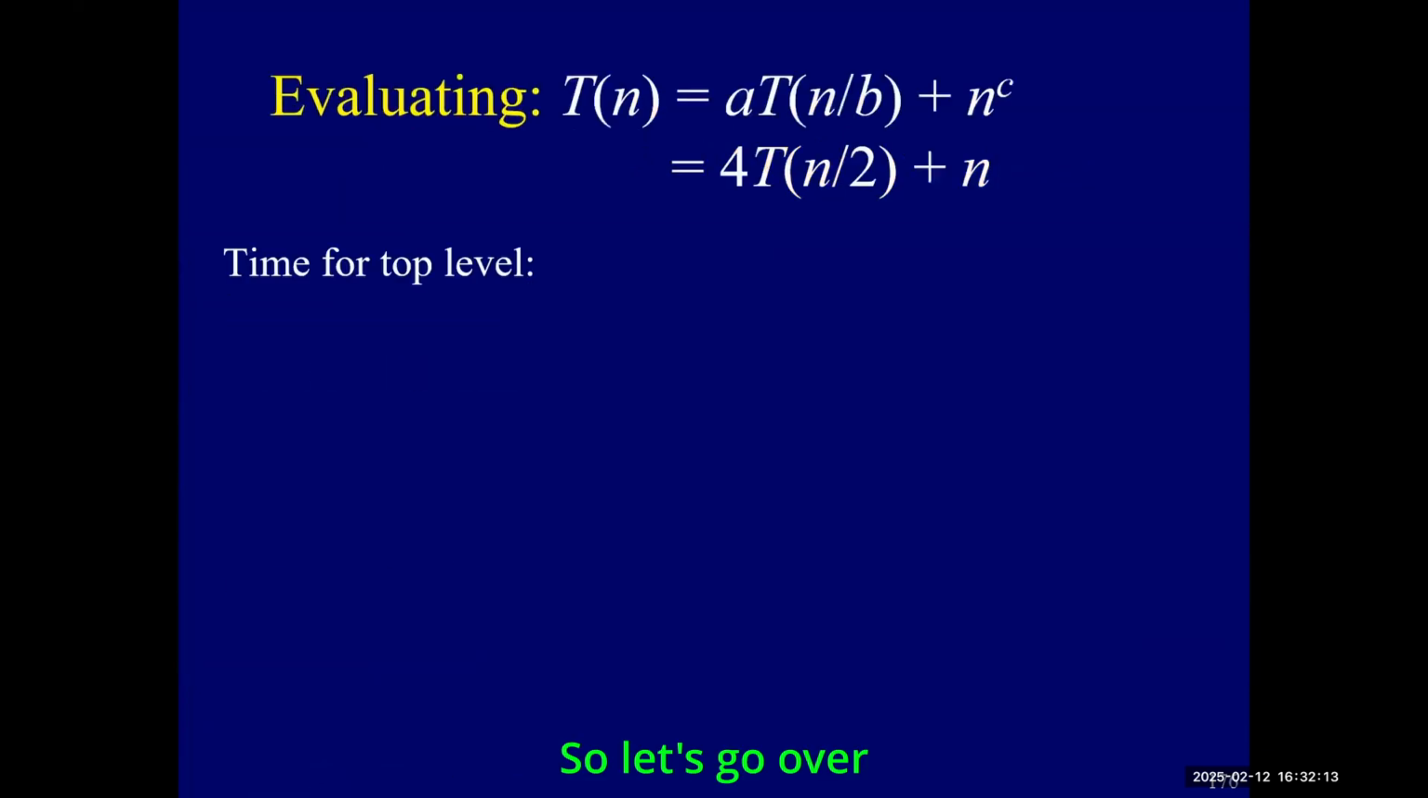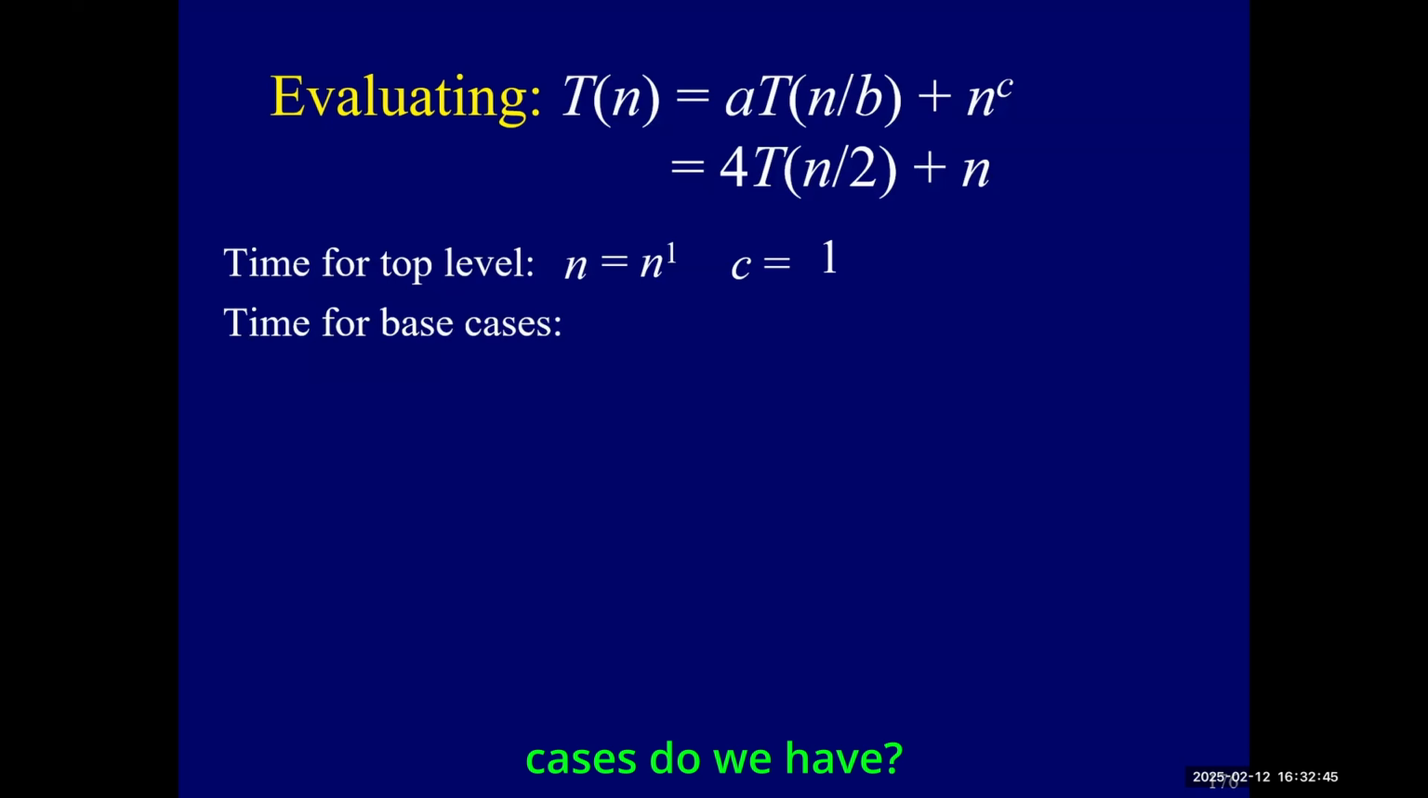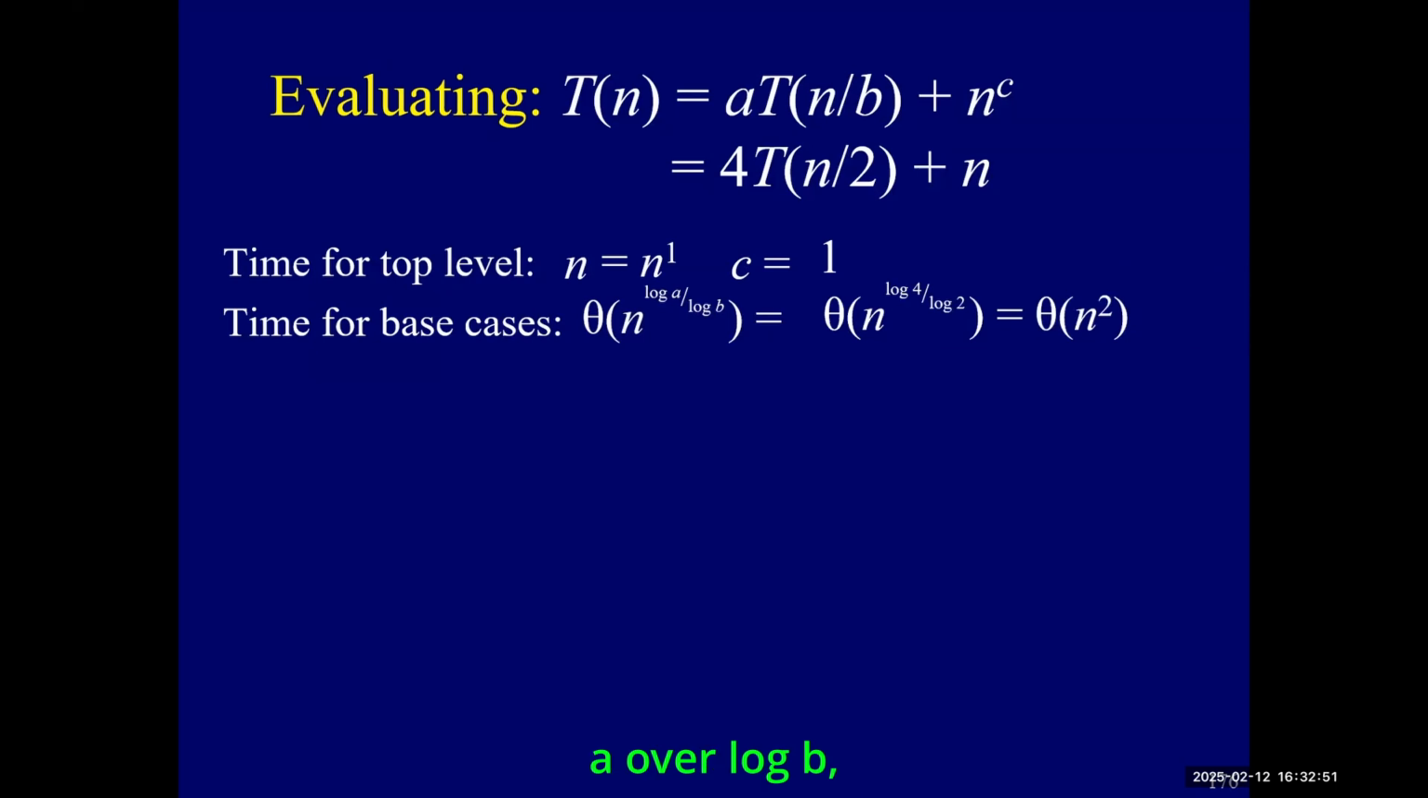So let's go over to some examples now. Here's the recurrence relation we saw before. You ask, what's the work at the top level? Well, it's n to the c, where c is, what's c? 1, because it's n to the 1, so c is 1. How many base cases do we have? We calculate log a over log b, and we get 2.